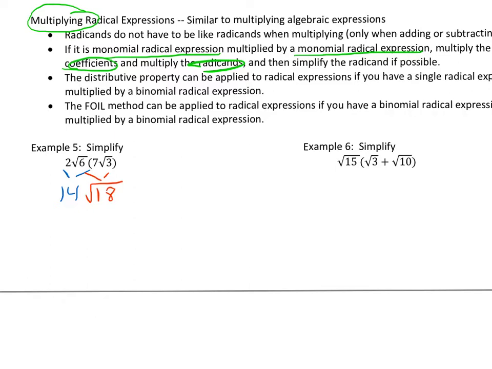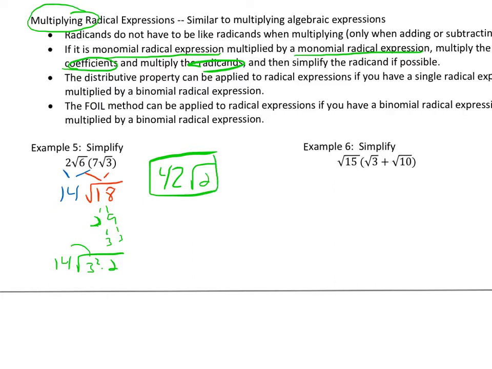So if you look at our root 18, we know that that's 2 and 9, which is 3 and 3. That's a 2 there. Which means this is 14 root 3 squared times 2, and the 3 squared comes out. So 3 times 14 is 42, and we still have a root 2 inside it. So coefficients times coefficients, roots times roots, and when you're done, make sure you have a simplified root.